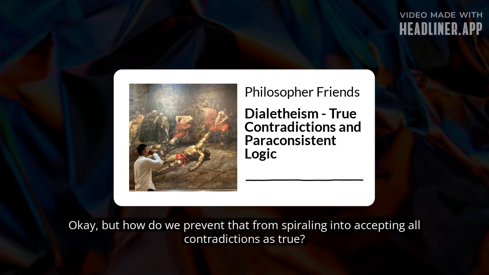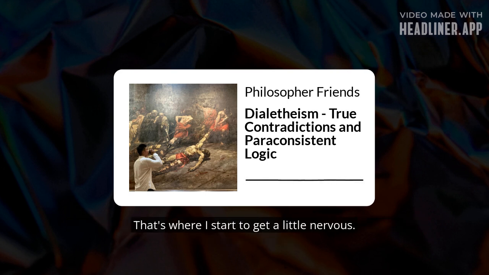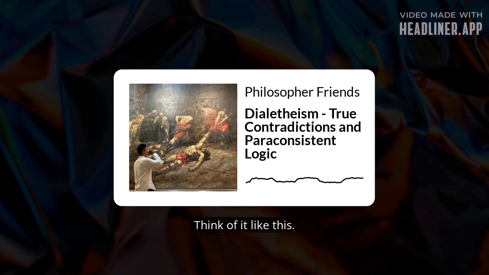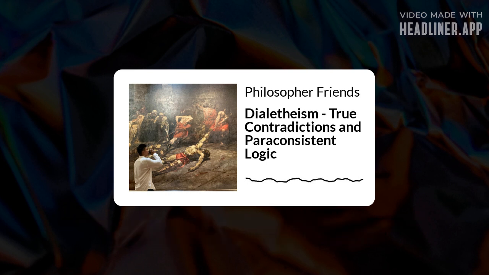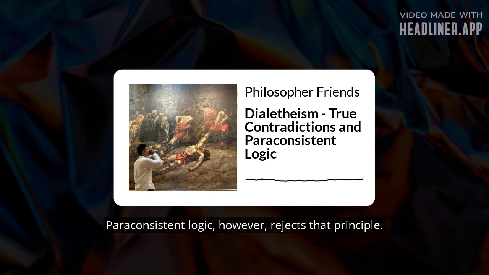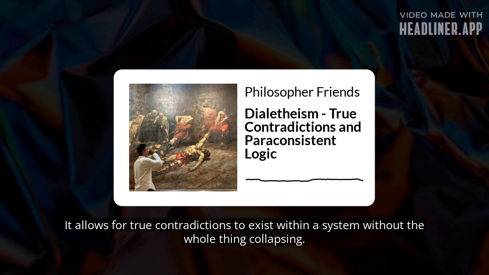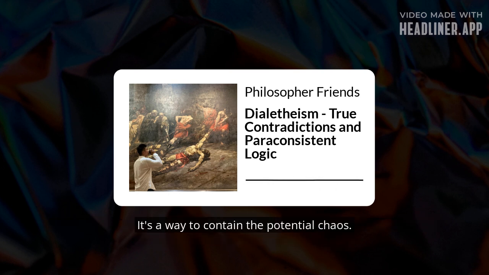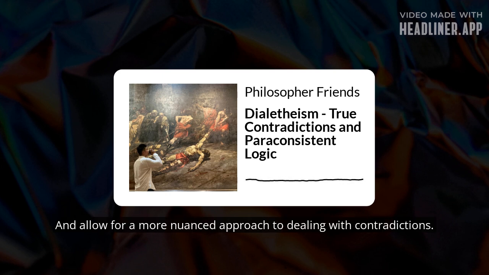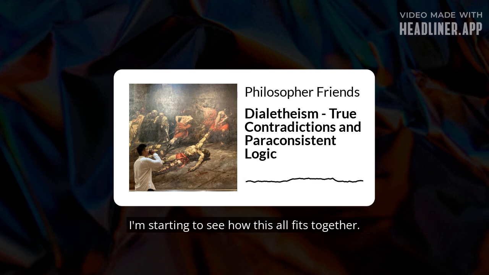Okay, but how do we prevent that from spiraling into accepting all contradictions as true? That's where I start to get a little nervous. That's where paraconsistent logic comes in. Think of it like this: classical logic operates on the principle of explosion, where a single contradiction can lead to accepting anything as true. Paraconsistent logic, however, rejects that principle. It allows for true contradictions to exist within a system without the whole thing collapsing. So paraconsistent logic acts as a sort of safety net, preventing dialetheism from leading to complete logical anarchy. Exactly. It's a way to contain the potential chaos and allow for a more nuanced approach to dealing with contradictions. I'm starting to see how this all fits together.